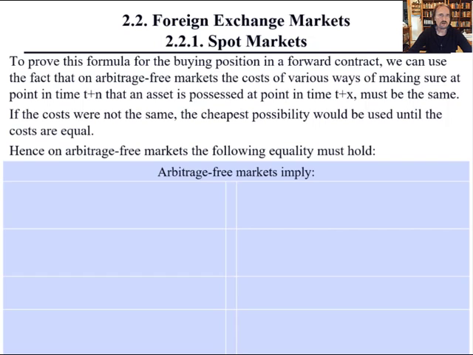To prove this formula for the buying position in a forward contract, we can use the fact that on an arbitrage-free market, the costs of the various ways of making sure at point in time t plus n that a specific asset is possessed at point in time t plus x must always be the same. If the costs were not the same, then the cheapest possibility would be used until the costs would have equalized. Hence, on arbitrage-free markets, the following equality must hold.